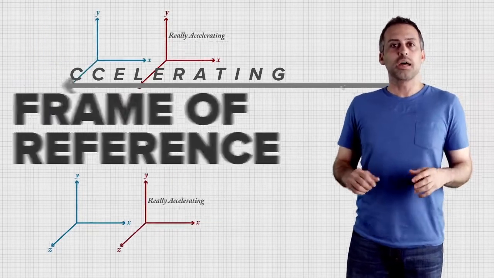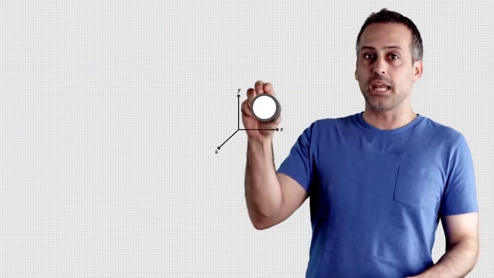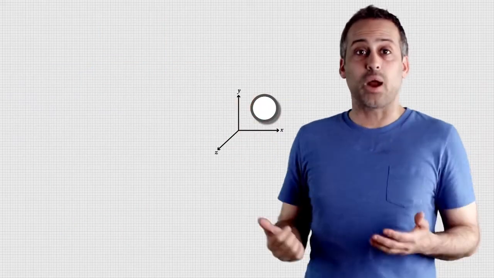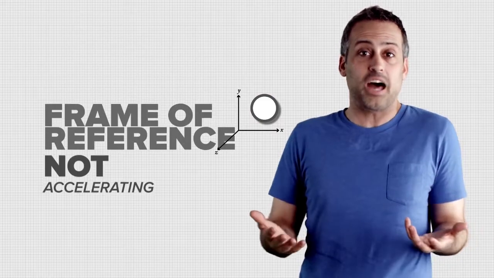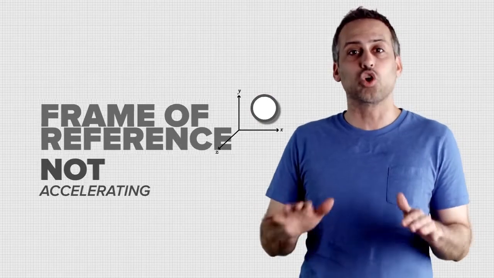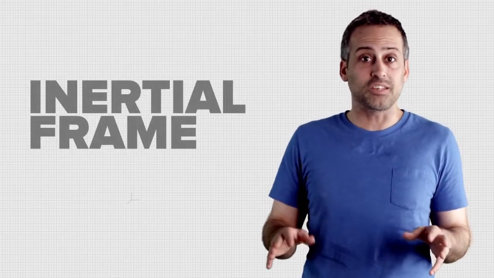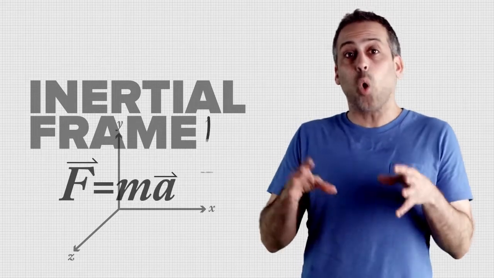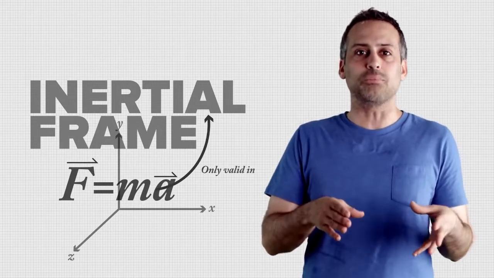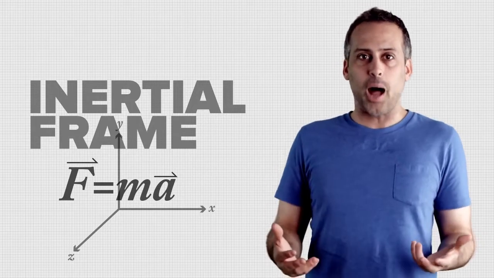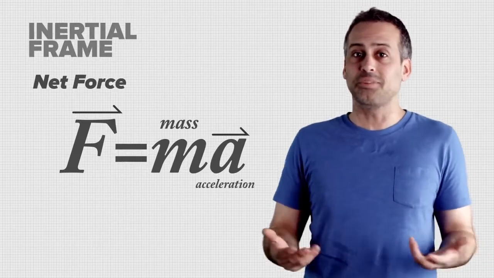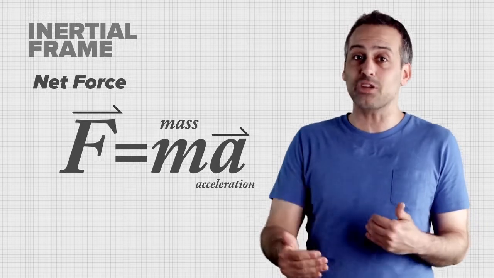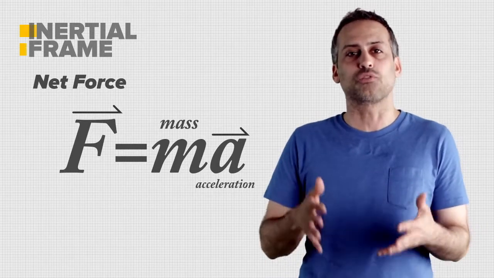Here's how that works. Take an object with no forces on it and let go of it. If it stays right where it is, then your frame of reference is not accelerating, and we call it an inertial frame. Now, in Newtonian physics, inertial frames are special because Newton's second law, F equals ma, is only valid in inertial frames. In other words, the net force on an object will equal that object's mass times its acceleration only if you're measuring that acceleration using an inertial frame.